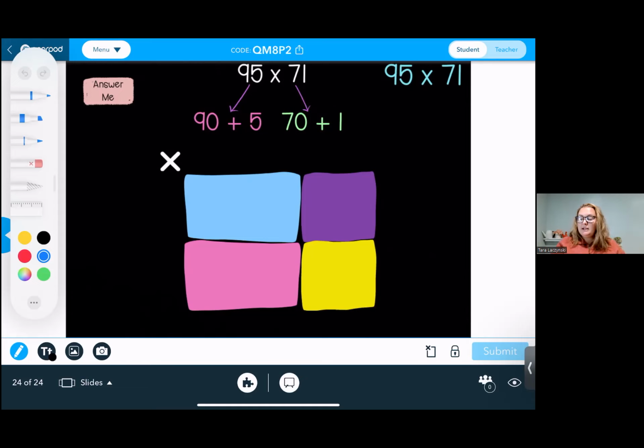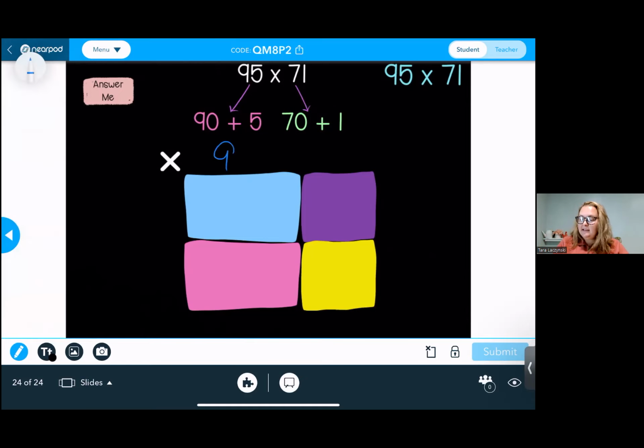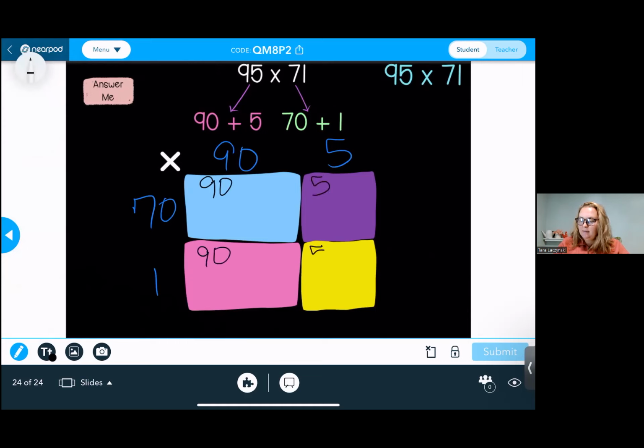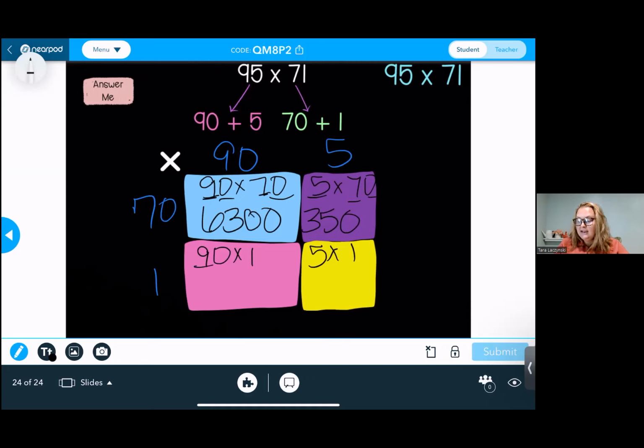Okay, loves? So let's go ahead and set this up. I'm going to put my 90 and 5 on the top. I'm going to put my 70 and 1 on the sides. And I have 90 as an up and down, 5 as an up and down. I have 70 as a side to side, and 1 as a side to side. Let's multiply. 9 times 7 is 63. I have 2 zeros. 5 times 7 is 35. I have 1 0. 9 times 1 is 9. I have 1 0. 5 times 1 is 5.